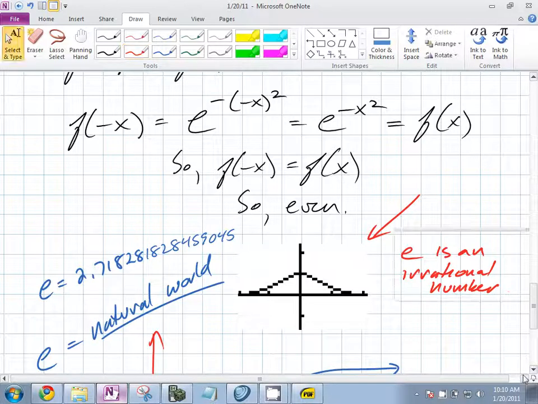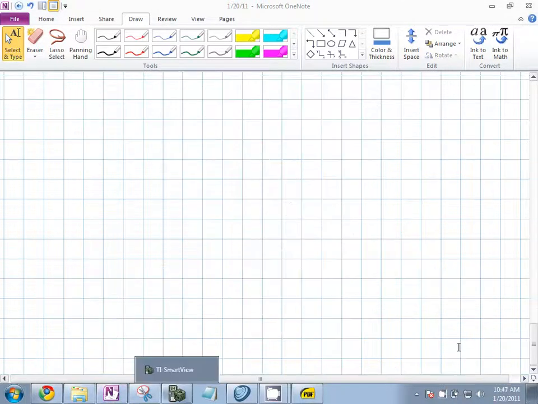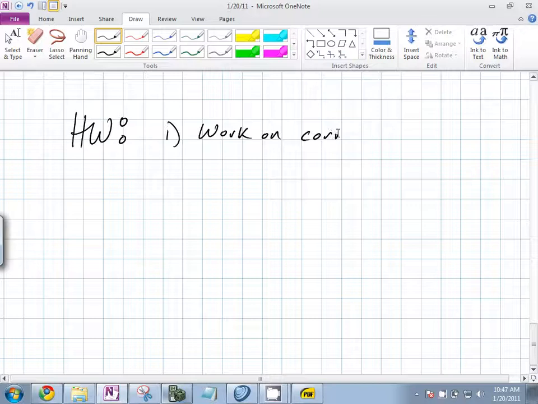Put everything away except a pencil, please. Your homework, hello. When you hear me speak, that means you just stop. Got it? Thank you. First part of your homework is work on corrections. It'd be nice if you could hand in a bunch of them, if not all of them, tomorrow.